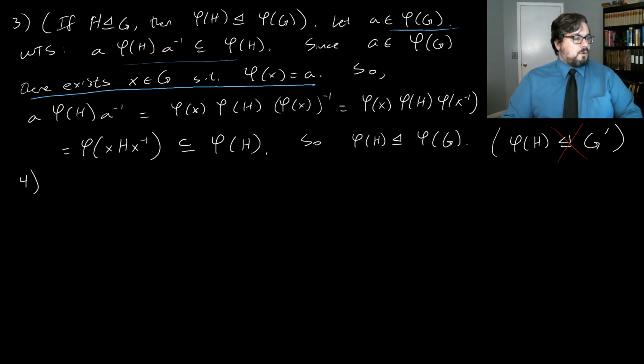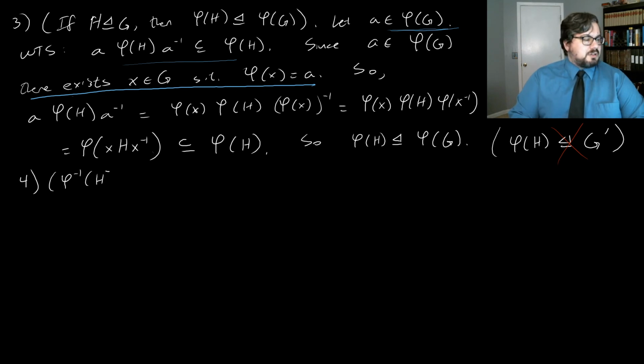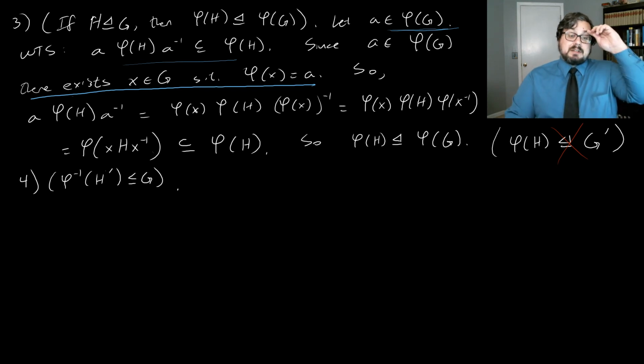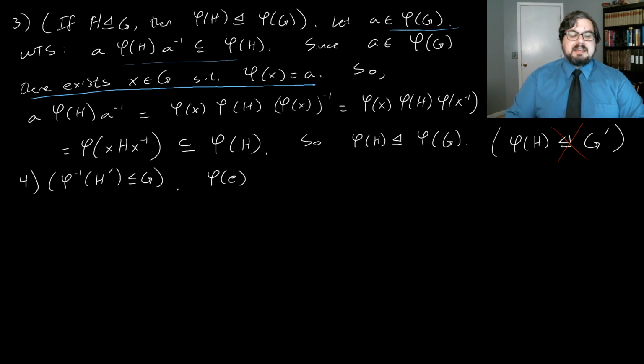All right, number 4, we wanted to show that phi inverse of H prime is a subgroup of G. This is going to be very similar to part 1. We have that phi of E is E prime, which belongs to H prime, so that means that E has to belong to phi inverse of H prime. So that means that phi inverse of H prime is not empty.